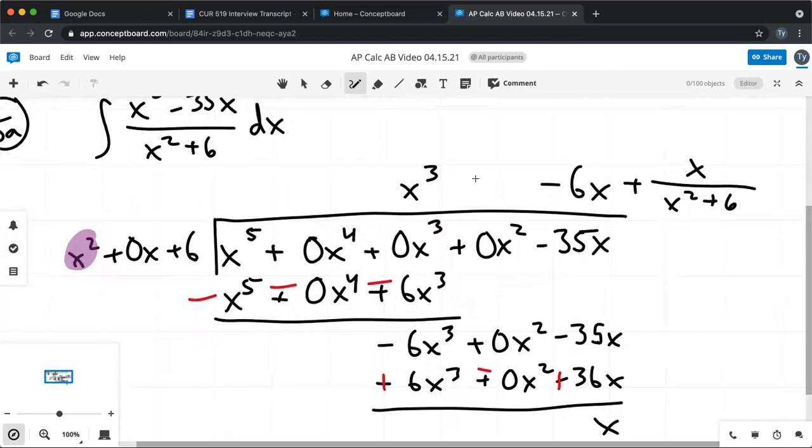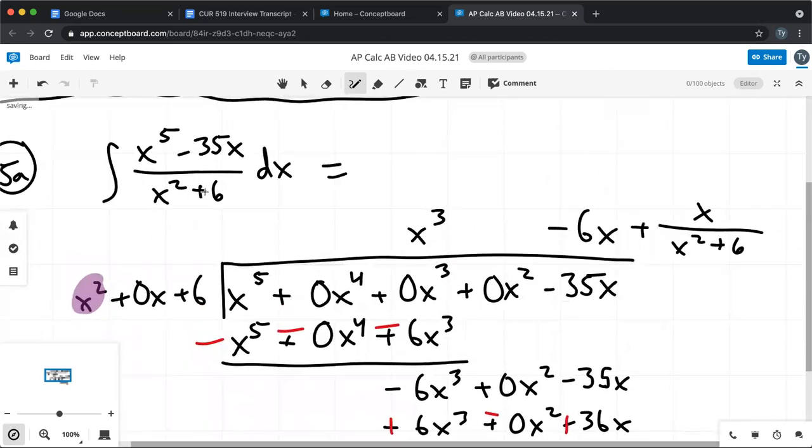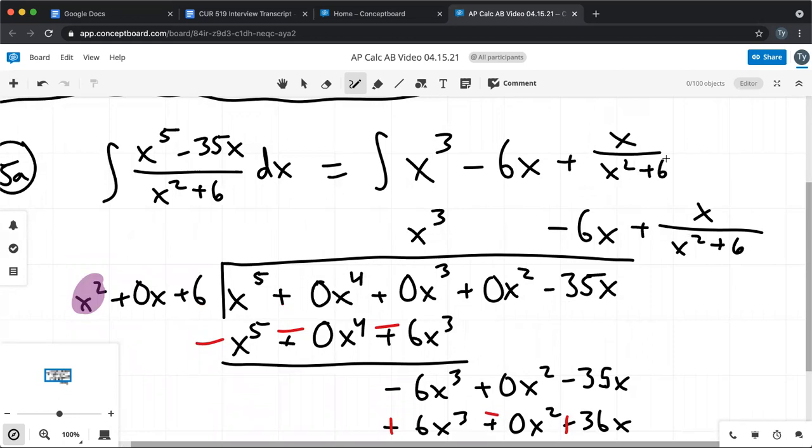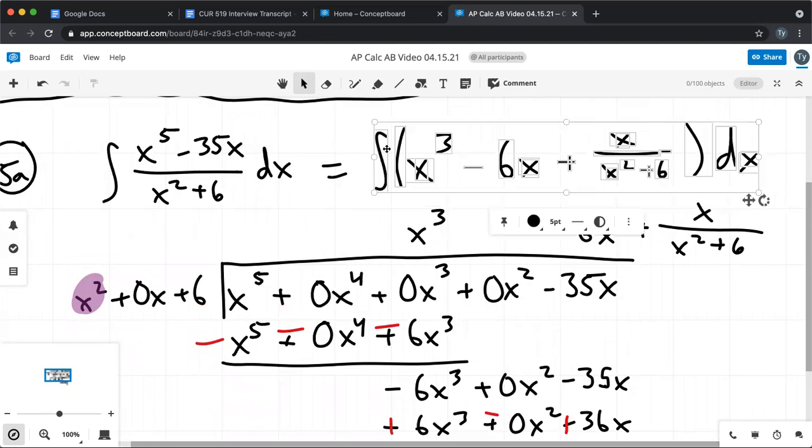Okay, why did we do that? Well, we can now rewrite this complicated expression as the integral of (x cubed minus 6x plus x over x squared plus 6), and of course, we need our dx. So I'm going to just move this down.